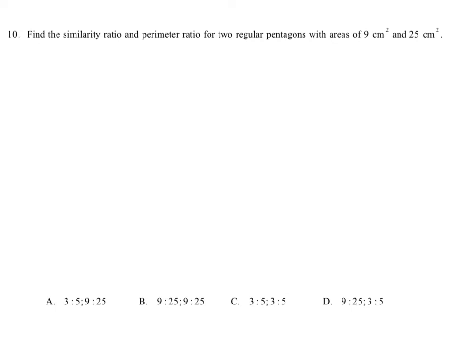Okay, find the similarity ratio and the perimeter ratio. Well, here are the areas. You've got to remember that the areas are the similarity ratio squared. So what number squared is this 9? Okay, 9 is 3 squared. And what about 25? That's 5 squared. So it's got a similarity ratio of 3 to 5, and similarity ratios match perimeter ratios because they're all measures of length. So it's 3 to 5, and again, 3 to 5. So that is answer C.